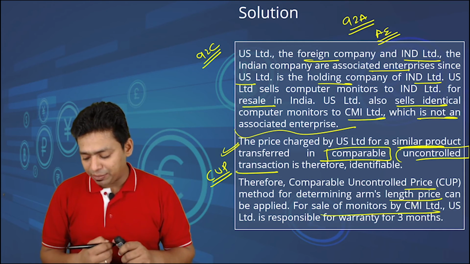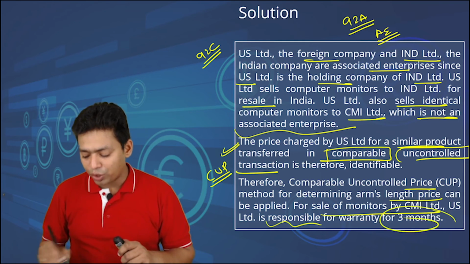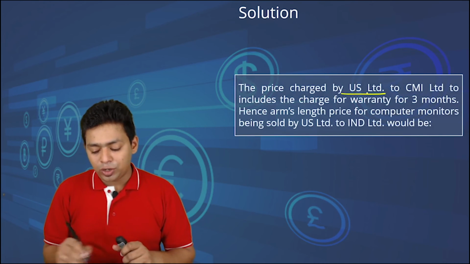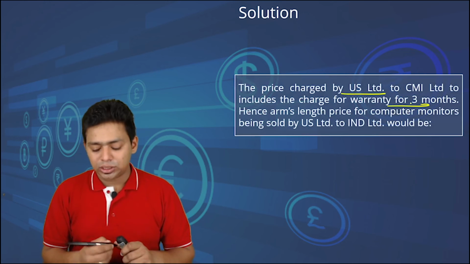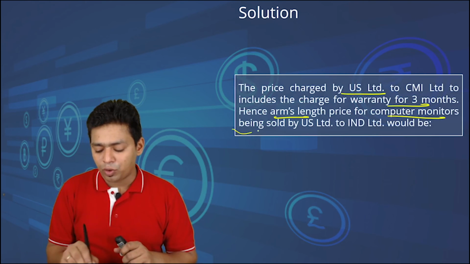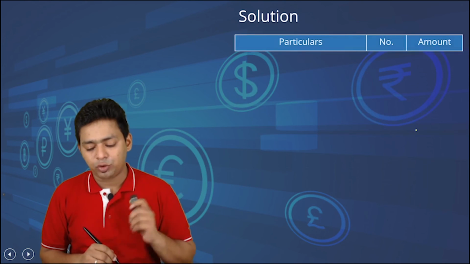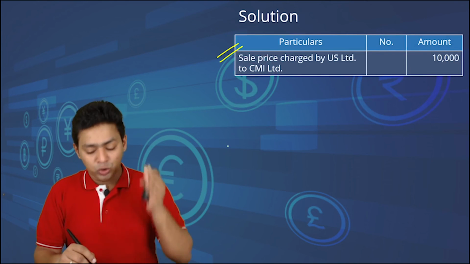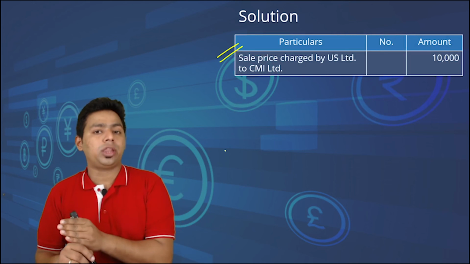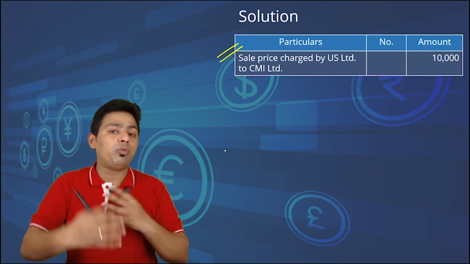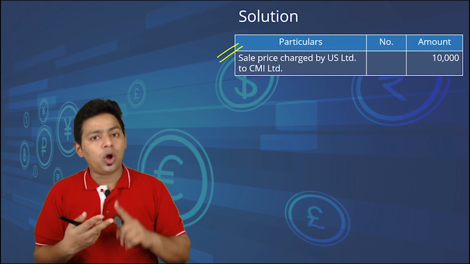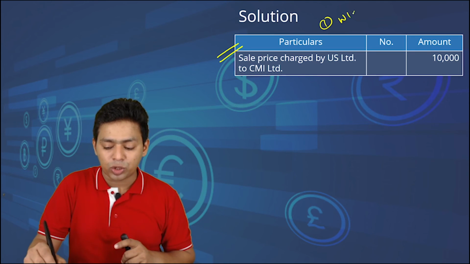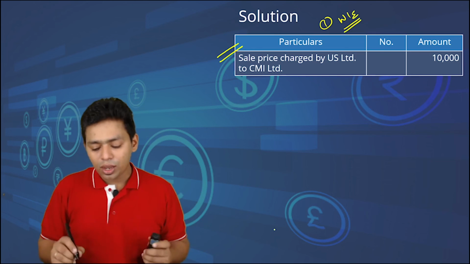For the sale of monitors to CMI Limited, US Limited is responsible for a warranty of 3 months. The price charged by US Limited to CMI Limited includes the charges for the warranty of 3 months. Hence, the arm's length price for the computer monitor sold to Ind Limited would be, this is how you will compute, learn the computational mechanism. The first time you are doing this, you should do it on your own at least 2 or 3 times to fix it in your mind. How do we provide the adjustment? So right now, you are not only learning the comparable uncontrolled price method, you are also learning how to give the warranty effect.